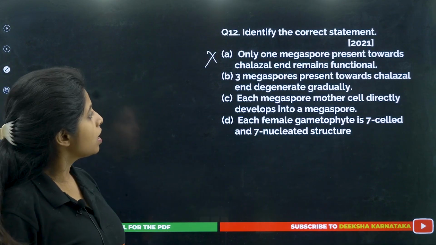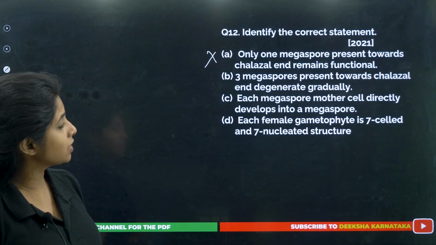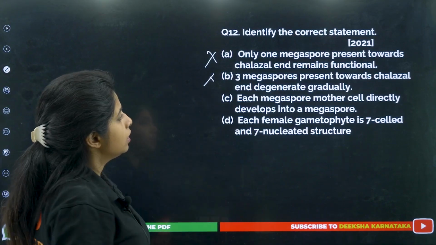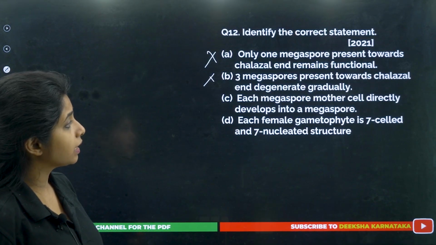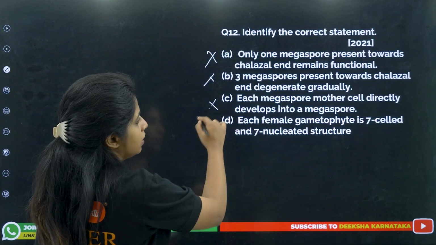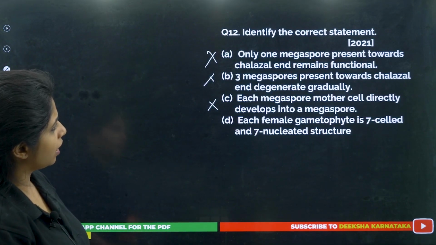Now, 3 megaspores present towards chalazal end degenerate gradually. Is it like that? No. Each megaspore mother cell directly develops into a megaspore. Does it directly develop? No.